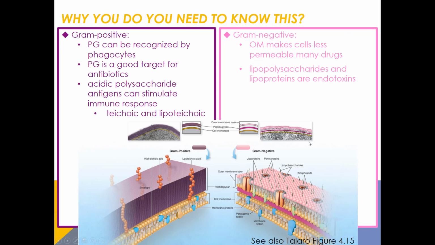Now there's some meaning to that, and I alluded to those too. Why do we need to know this? Well, we don't just gram stain it to know if it has peptidoglycan. Remember, peptidoglycan can be recognized by our immune system, phagocytes, white blood cells, that engulf and destroy foreign material. And because peptidoglycan is unique to bacteria, it can be recognized by them. Also, peptidoglycan is a very good target for antibiotics because only bacteria produce peptidoglycan.